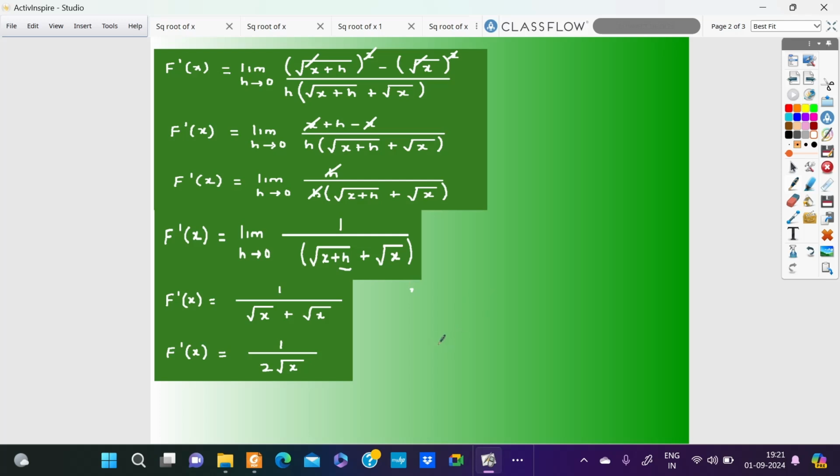Alright, so given f of x is equal to square root of x, the first derivative of square root of x is 1 over 2 times square root of x, which is represented by f dash of x. I hope this was very clear and you understood.